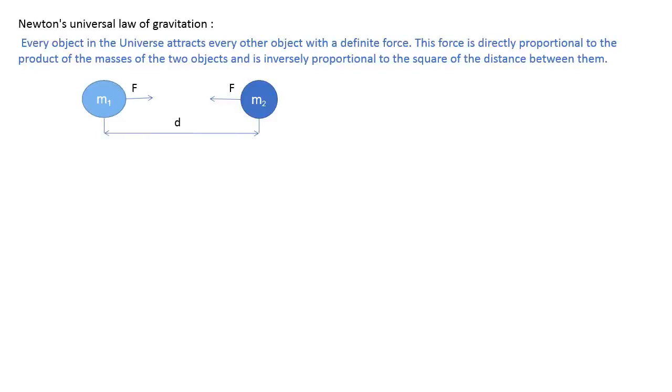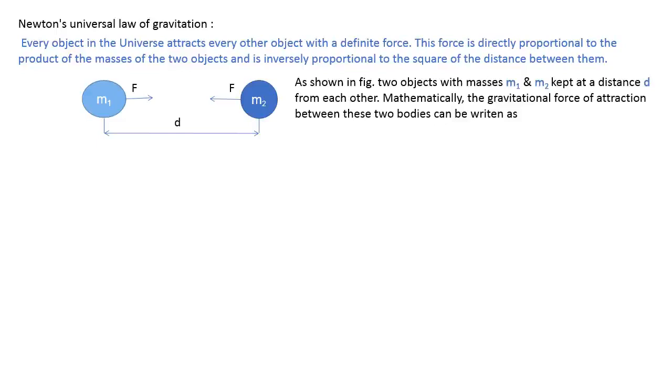Then this d is nothing but the distance between them. They can be very close, they can be farther, so that d is the distance between them. Okay, so as shown in the figure, two objects with masses m1 and m2 kept at a distance d from each other. Mathematically, the gravitational force of attraction between these two bodies can be written as.